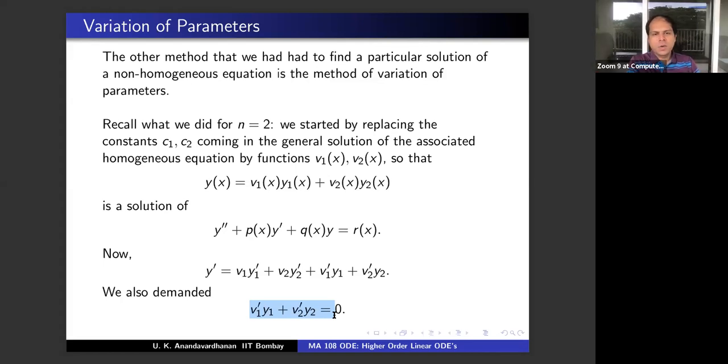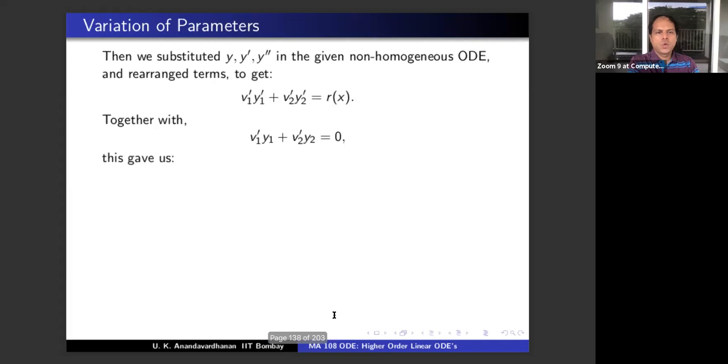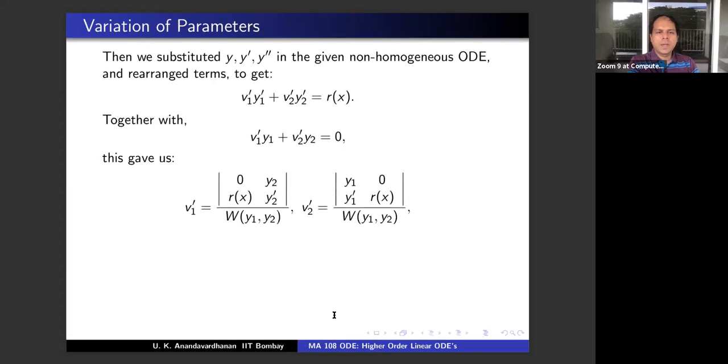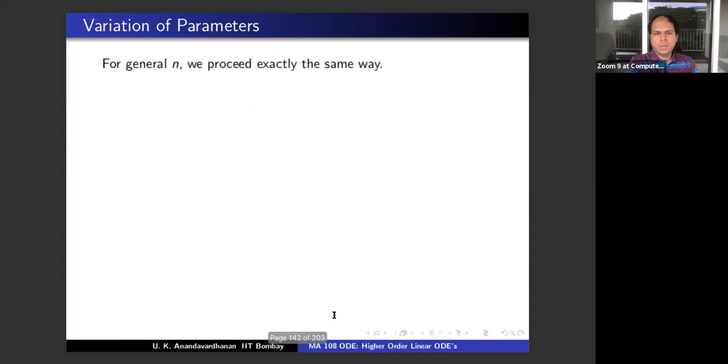You have solved the homogeneous equation, so you know Y1, Y2, Y1 prime, Y2 prime. The unknowns are V1 prime and V2 prime. You can solve for them, and then get V1 and V2 by integrating. This was the method. Both together gave you, by Cramer's rule, V1 prime and V2 prime, and therefore you got V1 and V2. Now the question is, can you do this in n variables?